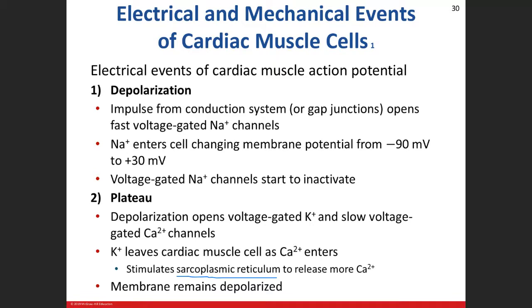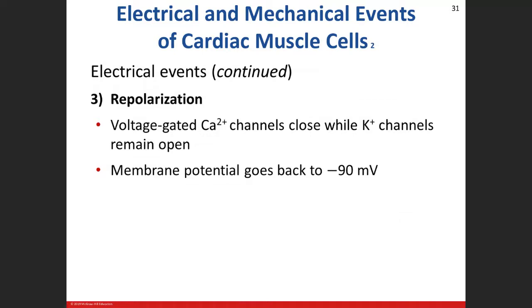But understand that in the plateau phase here, we are still depolarized. You might see a test question on that. And our final phase here, or event, is repolarization. So eventually the slow voltage-gated calcium channels will close, but at the same time, those potassium channels remain open. And then we're going to return our membrane potential back to that negative 90 value. That is our resting membrane potential, negative 90. And then the cell can depolarize again and contract. Those are the three events.